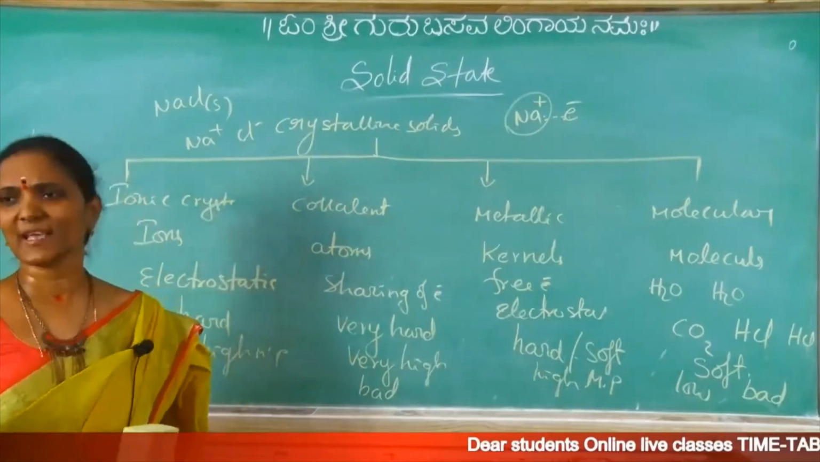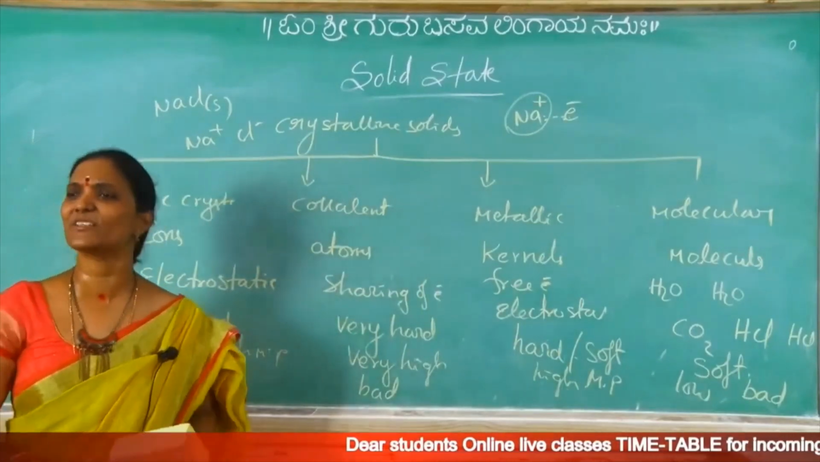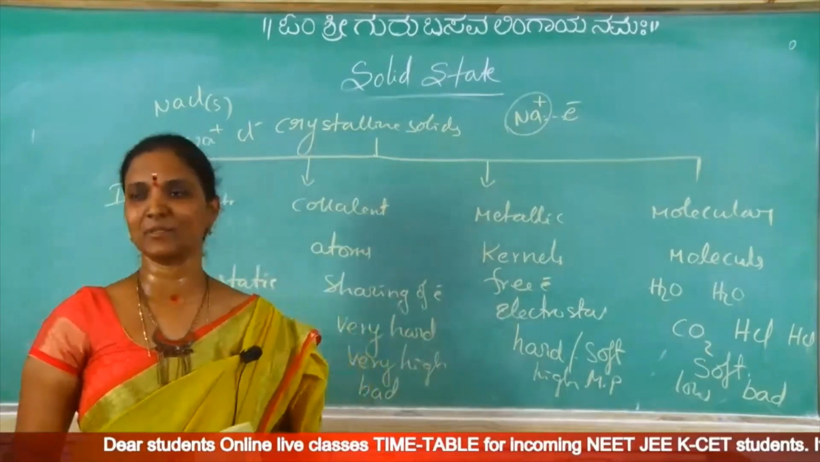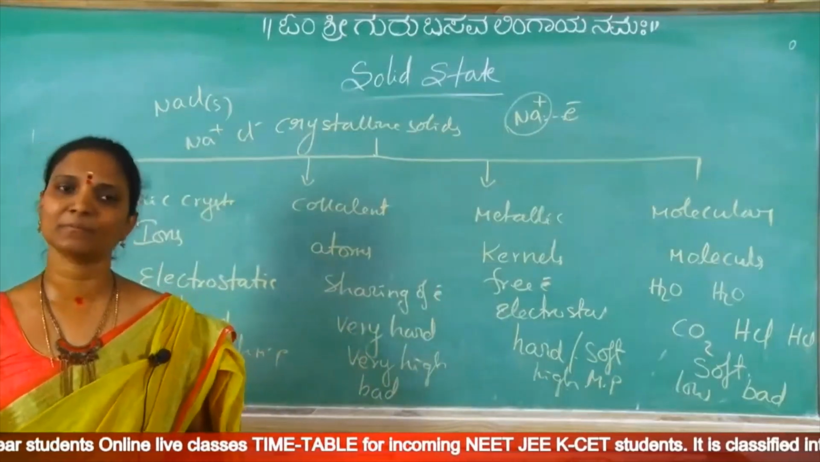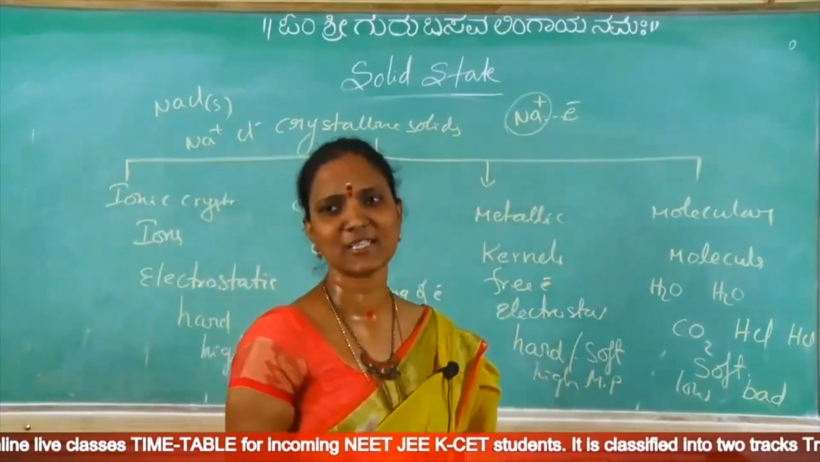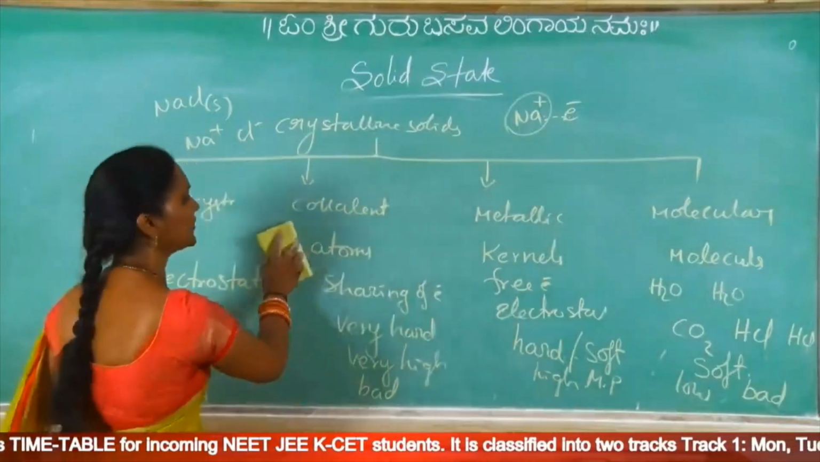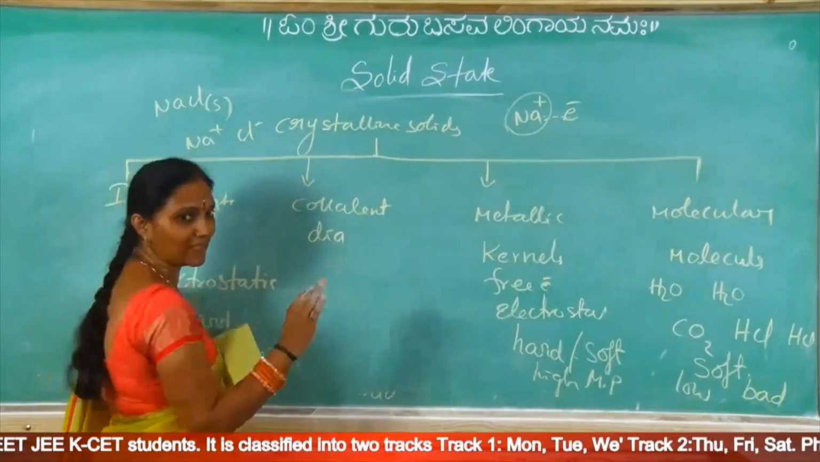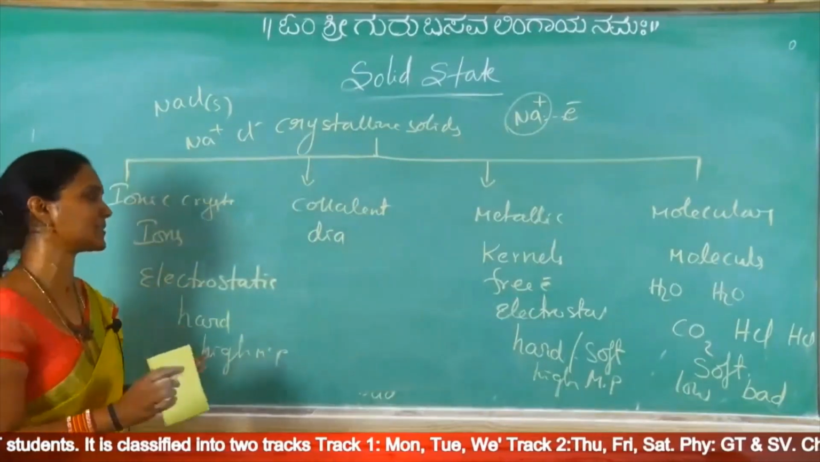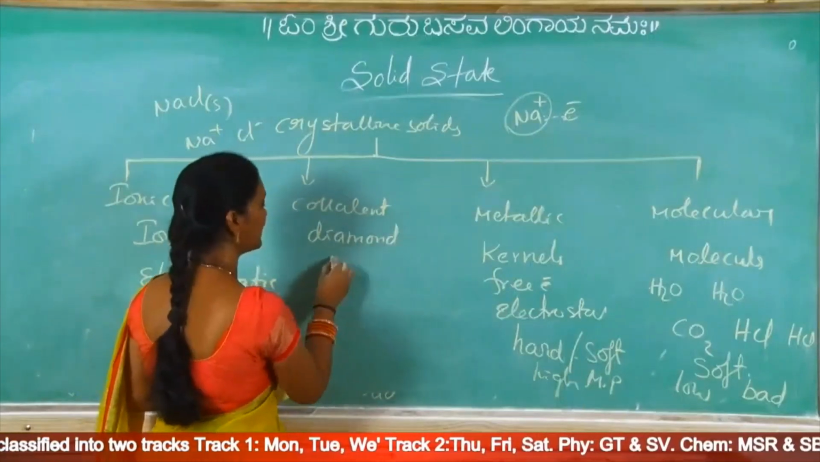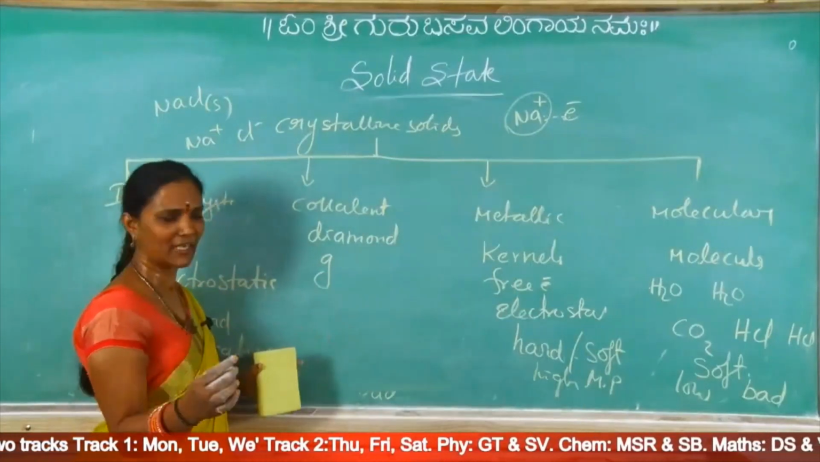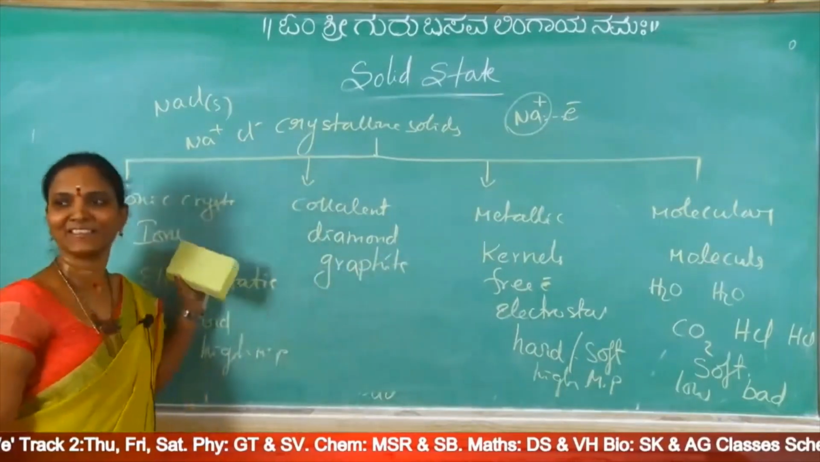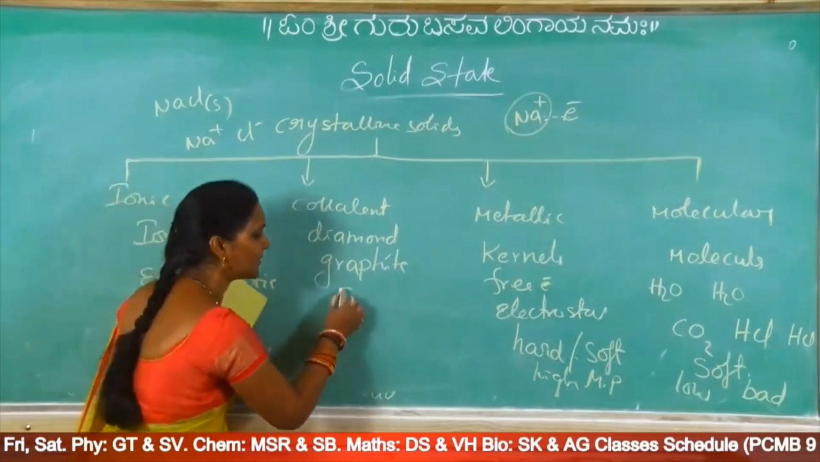Next, examples. The only difficult task is remembering those examples. We have to remember the examples for covalent and molecular solids, because ionic ones we can identify anyhow, and metallic too: any metal given is a metallic solid only. So what are the examples for covalent solids? Here are the examples, repeated examples now I am giving. These are important examples: diamond, graphite, and carborundum.